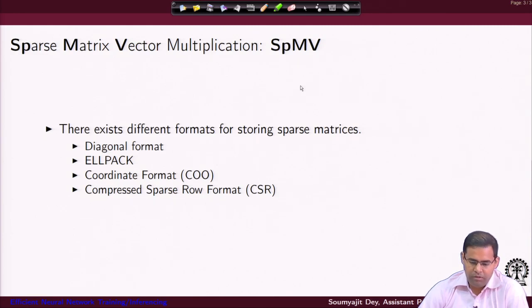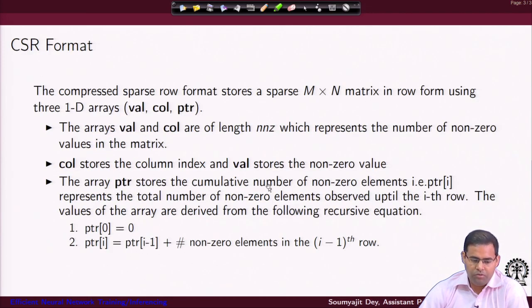Specifically for sparse matrices there are several well known formats, like the diagonal format, ELLPACK format, coordinate format COO, and also the compressed sparse row format, CSR. In this lecture we will talk specifically about the CSR format, how multiplication on matrices is performed using this CSR format, and how that can be optimized considering a CUDA based parallel implementation. This is what we will focus on.